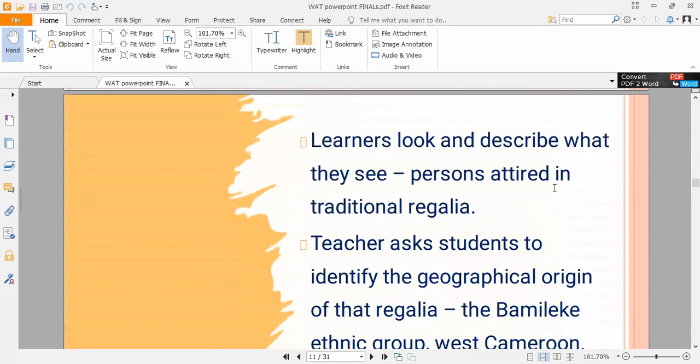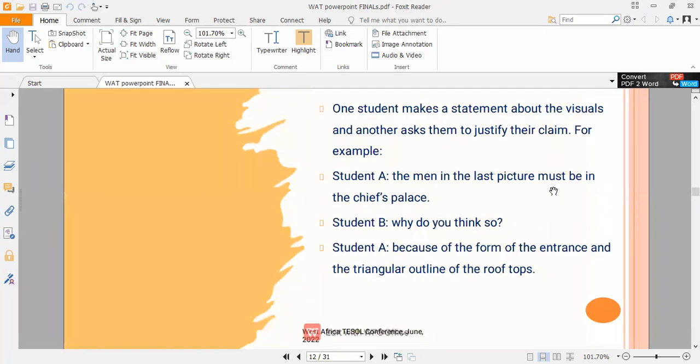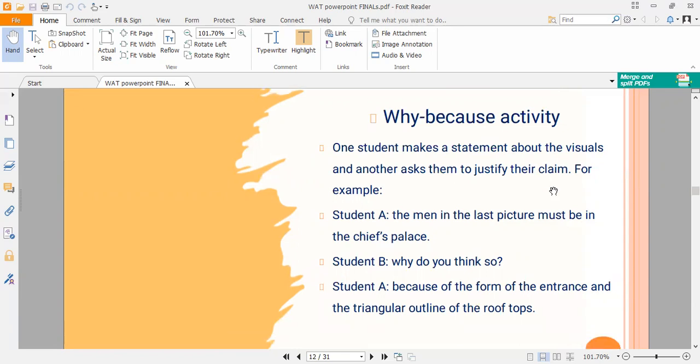Okay, after presenting these visuals, we didn't just end there, but we continued with the why because activity. This one was also one of the activities we used to enhance critical thinking, to enhance oral performance of our students. In this activity, one student was to make a statement. One student made a statement about the visuals, and another student asked them to justify their claim, and they had to do so. For example, student A, a student we are going to keep anonymous, we're going to label here as student A, said the men in the last picture must be in a chief's palace.